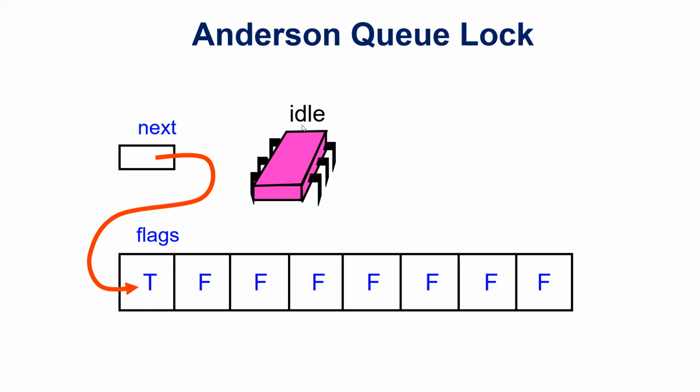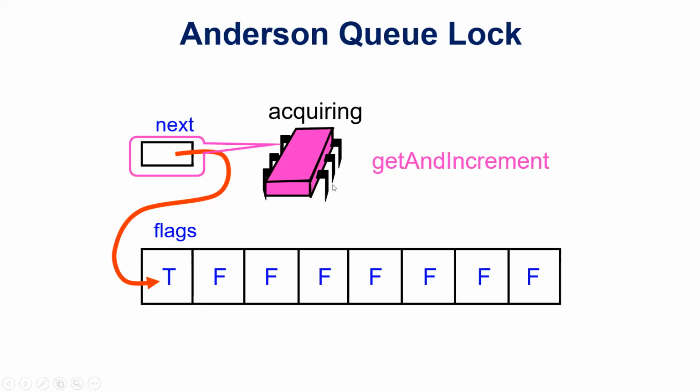Now, initially this particular thread is idle. Now it wants to acquire the lock. So how will it acquire the lock? To acquire the lock, each thread automatically increments the tail field, or here we are using the next field. For that purpose, we are using the get and increment. This get and increment is an atomic operation. It will return the next field's previous value, and it will increment it to the next value.